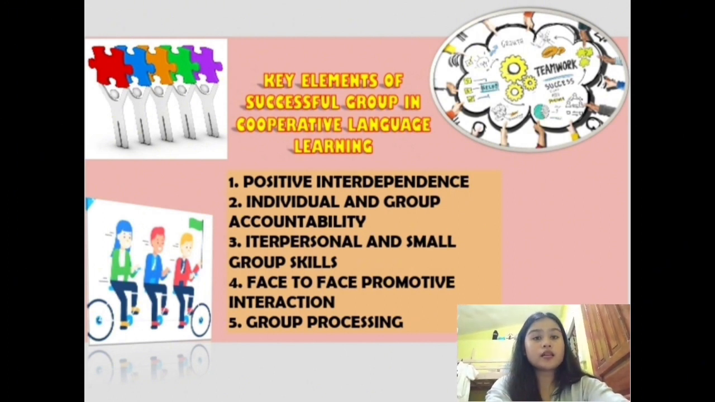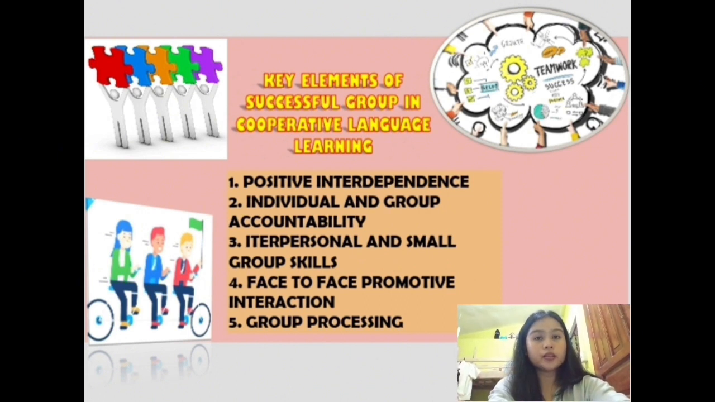The face-to-face promotive interaction. It means that students promote each other's success by sharing resources. They help, support, encourage, and praise each other's effort to learn. Both academic and personal support are part of this mutual goal.